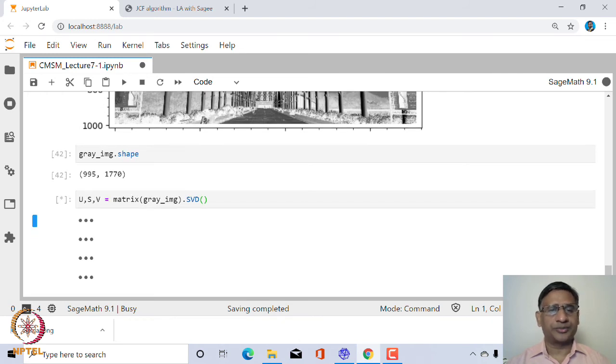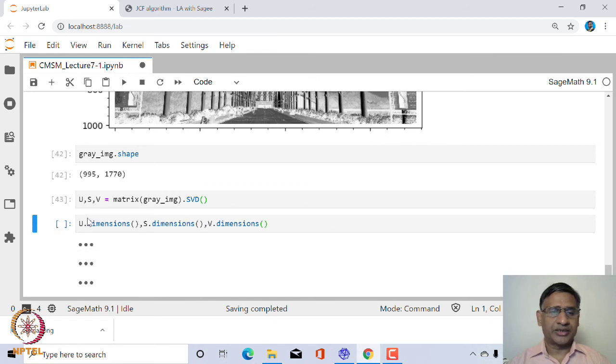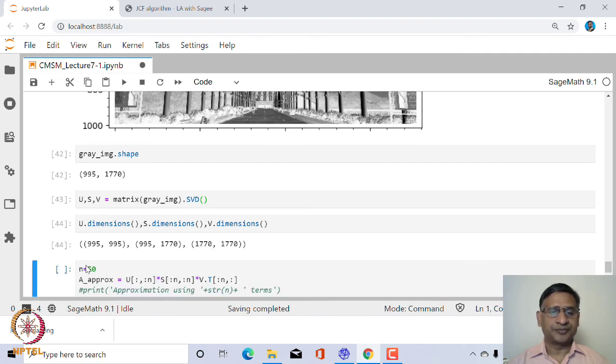So, it did not take too much time. It has found the singular value decomposition of this matrix, which is the matrix associated with this image. An image consists of pixels, and each pixel can be thought of as a matrix entry, right. So, now you can find the dimension of each of these U, S and V. U is 995 cross 995, S is 995 cross 1770, and V is 1770 cross 1770, right.